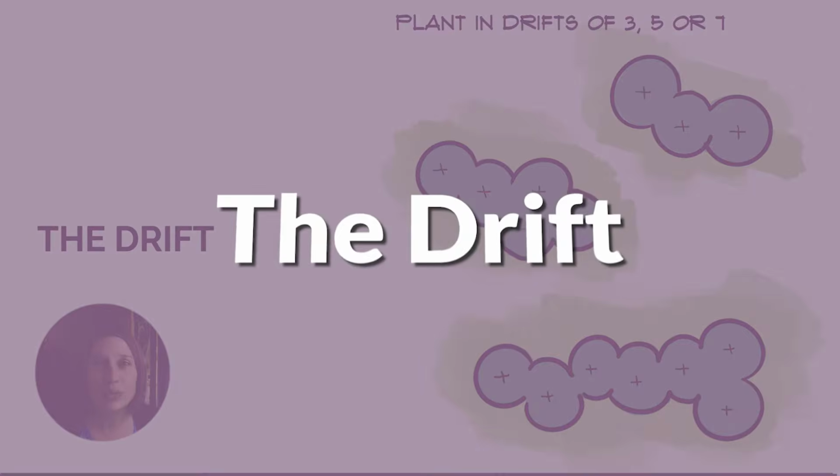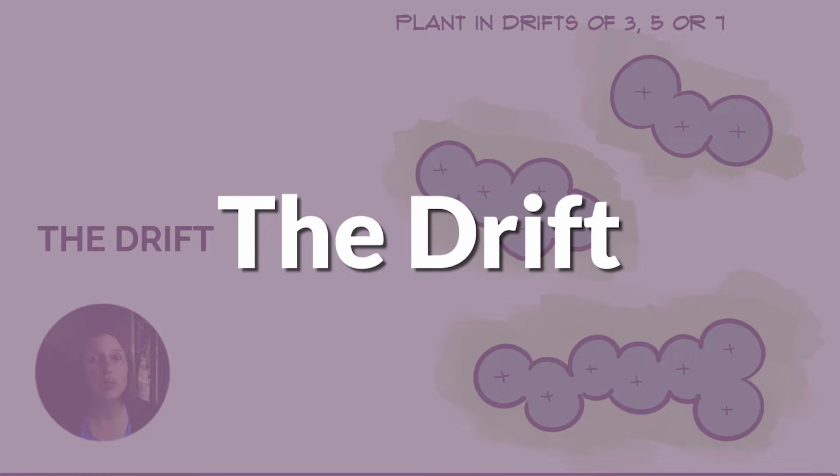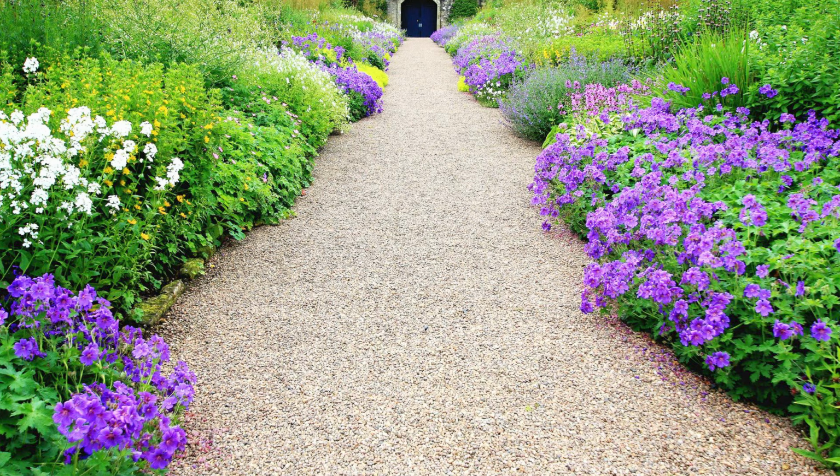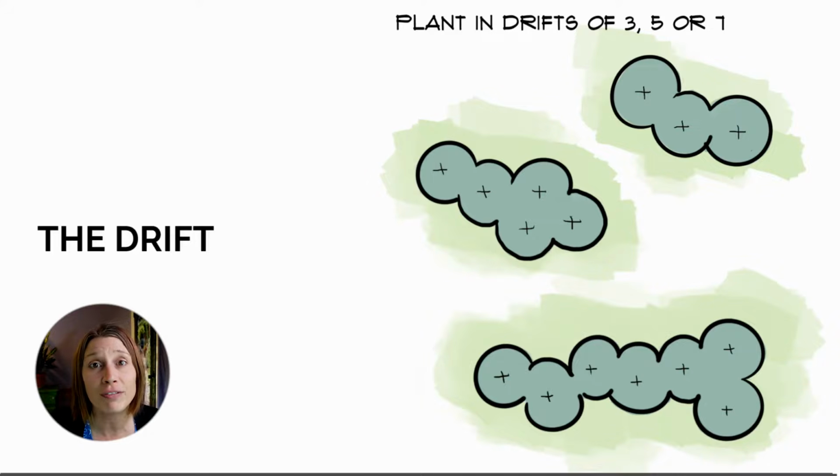One of the easiest ways to arrange plants in your garden is by grouping them together. This is also known as planting in drifts. Drifts are groups of plants that can be arranged in an organic way in your landscape. Usually when you're planting in drifts, it's recommended that you do so in odd numbers like 3, 5, or 7.